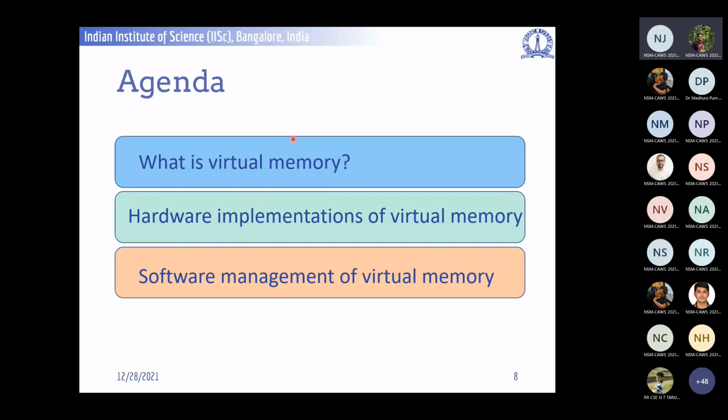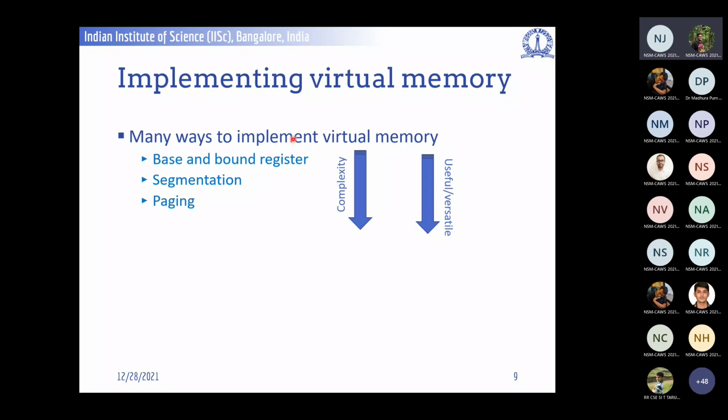So this is our agenda. We'll actually start, we have already covered what is virtual memory. We'll talk about some of how the virtual memory is actually implemented in the hardware, and we'll also then look into how the software, particularly the operating system, manages virtual memory.